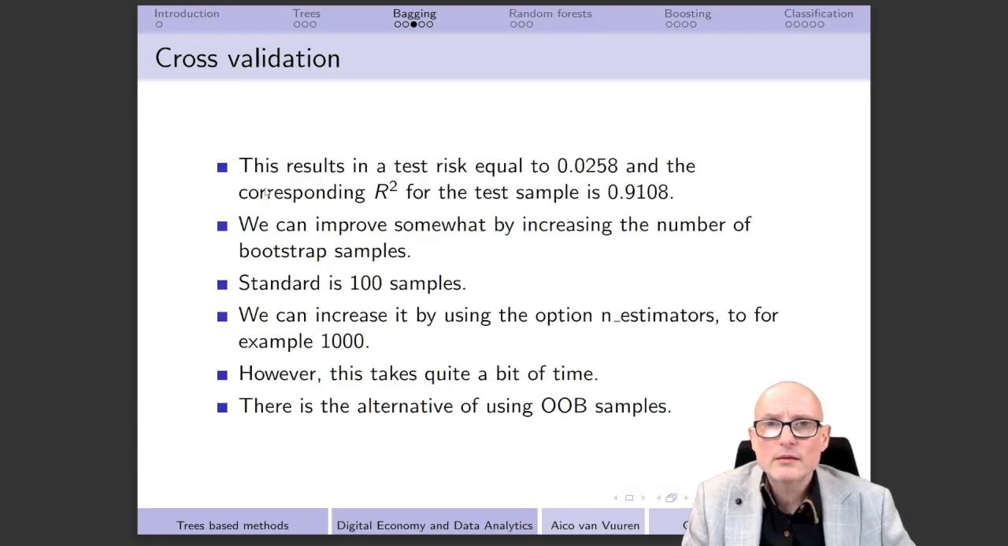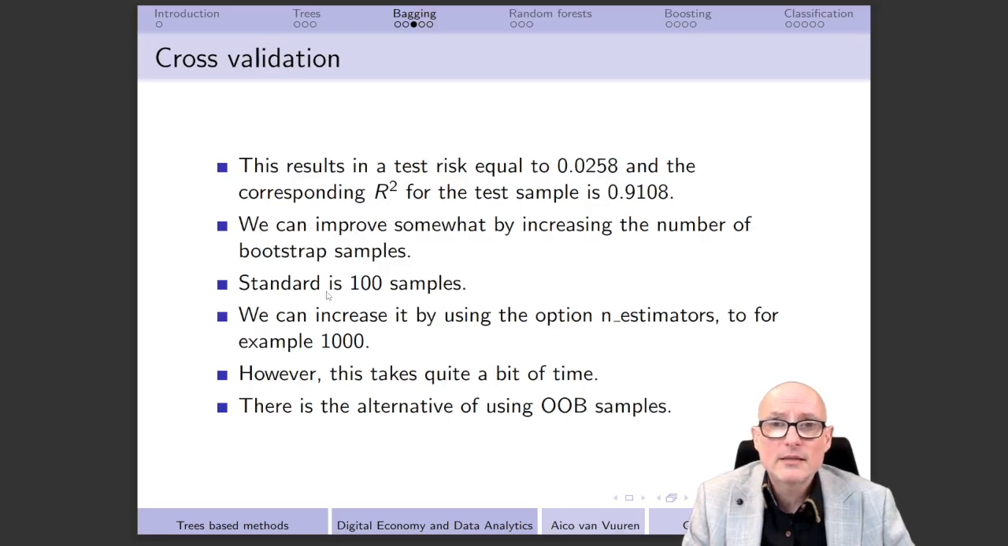If you do that, then at that moment in time we are going to get a test risk equal to 0.0258, and the corresponding R squared in the test sample is going to be equal to 0.9108. So based on this, we are not yet as good as Lasso or Ridge, but we have already done much better in comparison to the tree-based methods, or the trees that we have just seen in a previous video. Take into account that we can still improve somewhat by increasing the number of bootstrap samples.